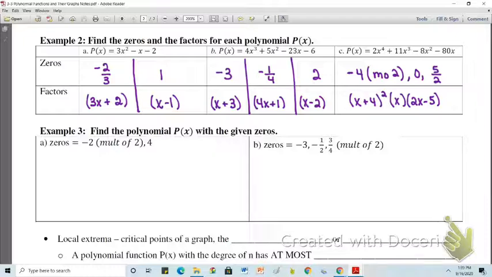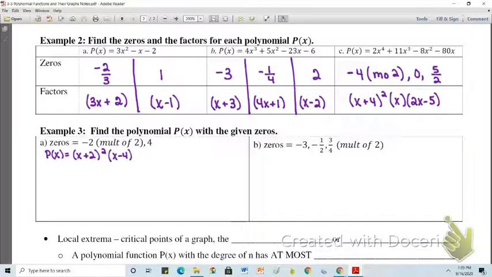So the other part of today, in example 3, is now I'm going to give you the zeros, and you have to give me the polynomial. So the first thing I need to do is write these as factors. So it's going to be p of x equals negative 2 would be an x plus 2, and it happens twice, so it's squared. 4 is x minus 4. Now we're going to have to multiply it out.